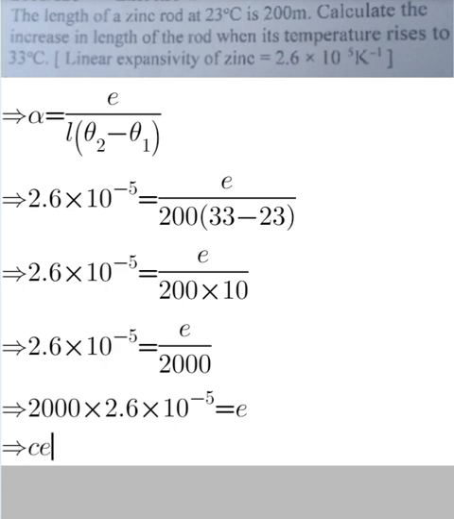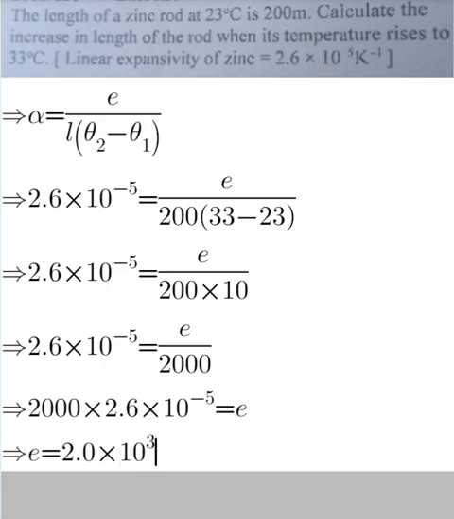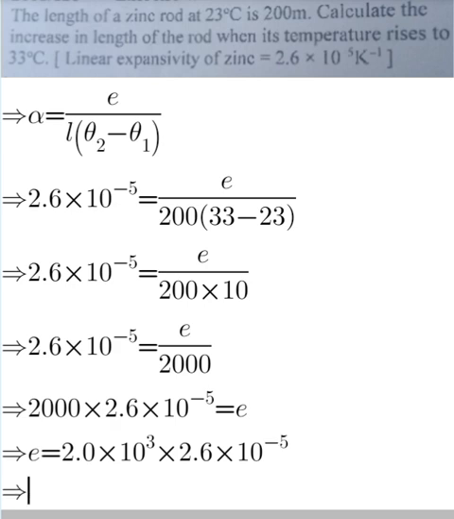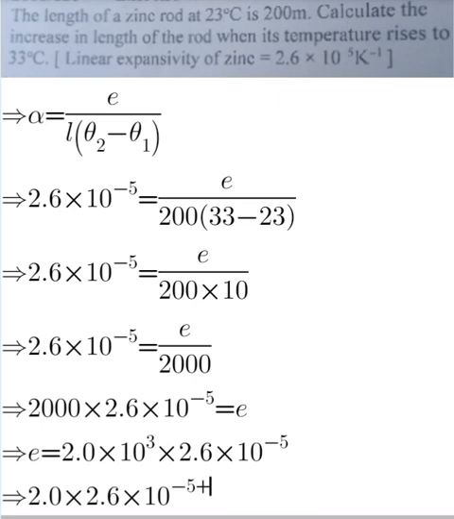The next step, we are going to use indices to multiply this. We know that 2000 is 2 times 10 to the power of 3. That's 2 times 1000, which is equal to 2000. So we have 2.0 times 10 to the power of 3 times 2.6 times 10 to the power of negative 5. And we know that in indices, whenever we multiply like this, we take one of the tens, then we add the powers. So we multiply 2.0 times 2.6 times 10 to the power of minus 5 plus 3.